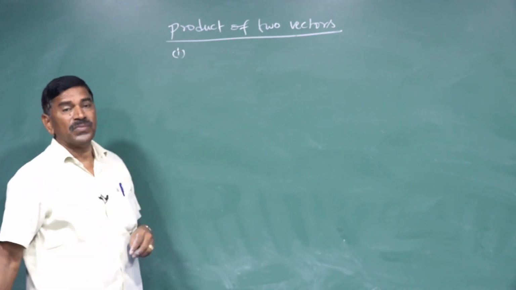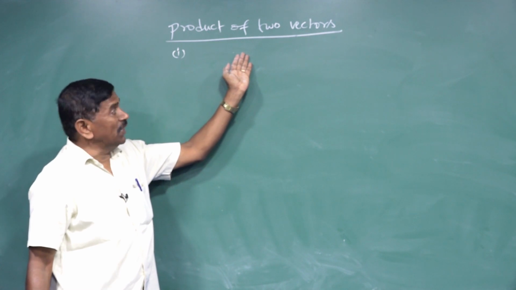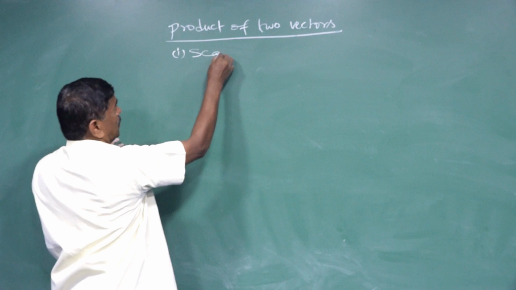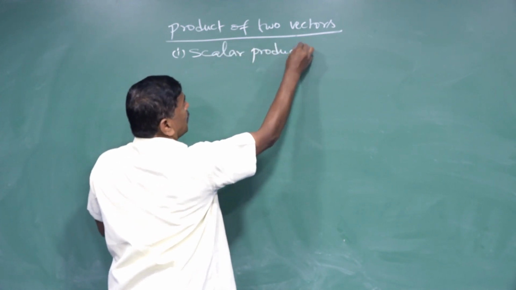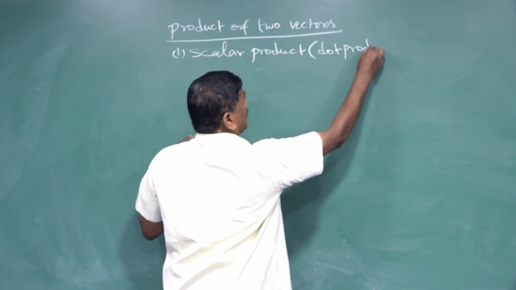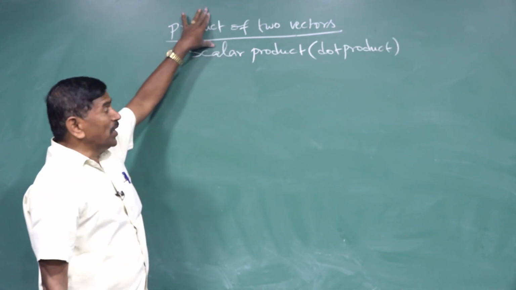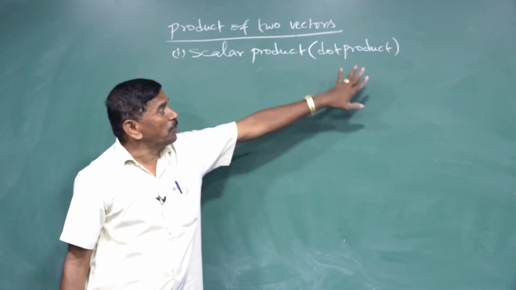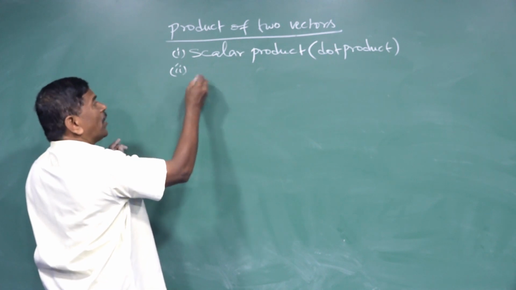Okay. Now product of two vectors is of two types. That is, the first one is scalar product, that is dot product. So first subdivision is scalar product, otherwise dot product. Okay. Product of the vectors is of two types, that is scalar product, otherwise dot product. Okay. Second subdivision is vector product.